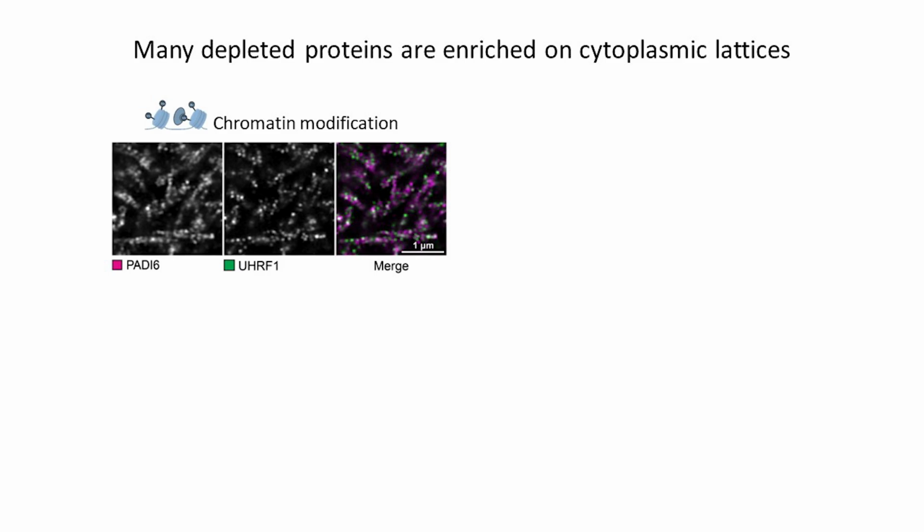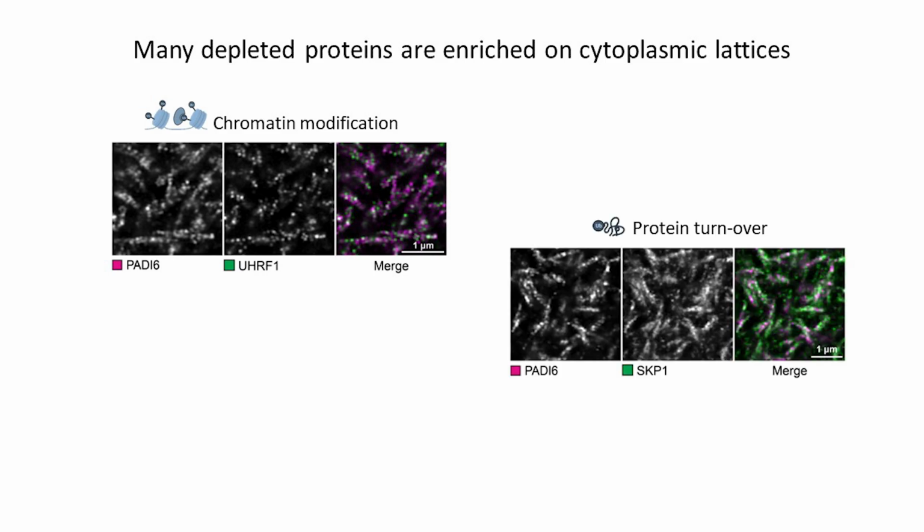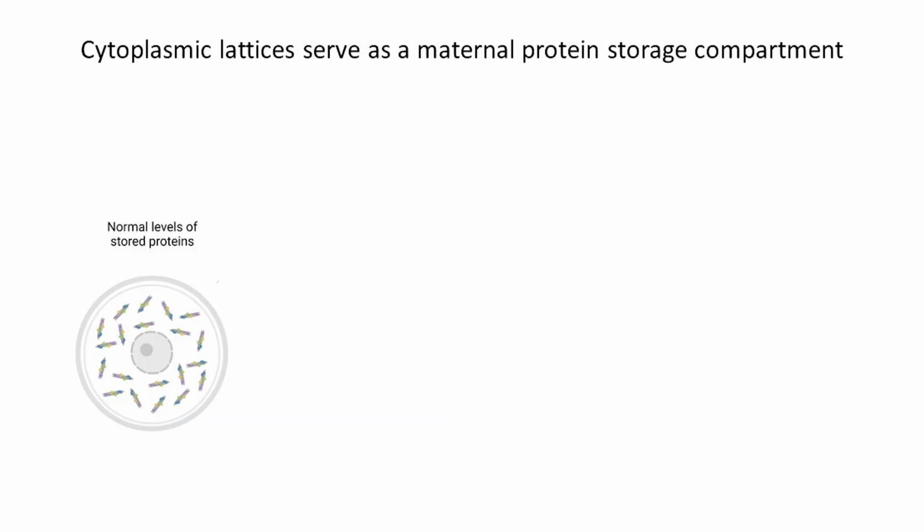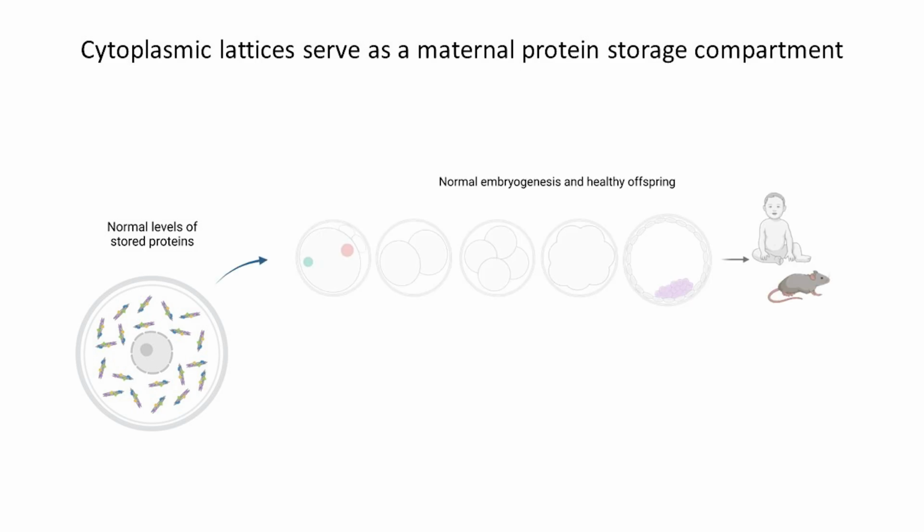And so we checked a lot of the different depleted proteins involved in different cellular processes important in the early embryo and found that proteins involved in chromatin modification and DNA methylation maintenance, such as UHRF1, proteins involved in protein turnover, such as SCIP1, and even a non-filamentous pool of tubulin were localizing to the cytoplasmic lattices in wild-type mammalian eggs. And this now led us to propose that the cytoplasmic lattices composed of PADI6 and SCMC proteins are serving as a maternal protein storage compartment, allowing the faithful development of the early embryo.